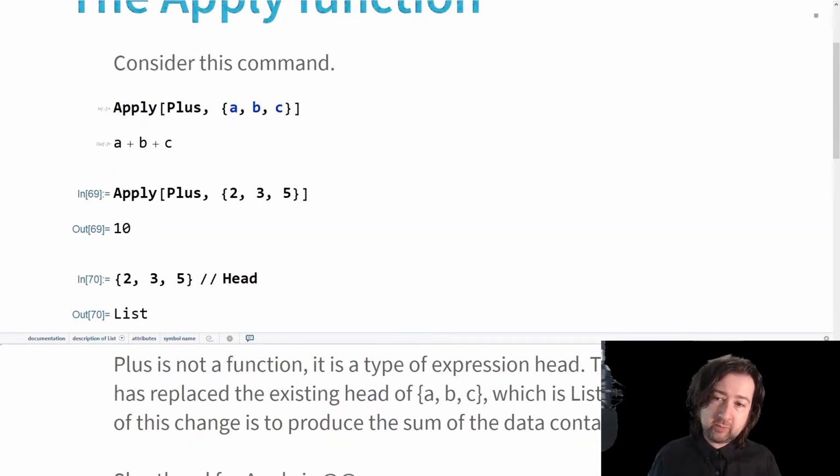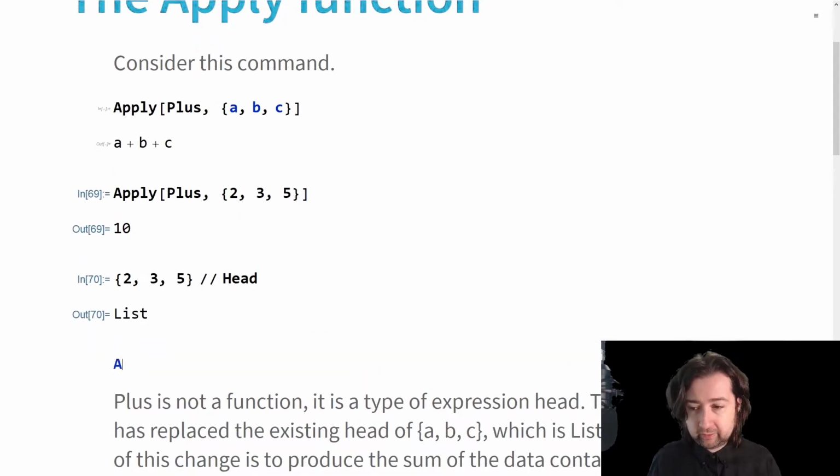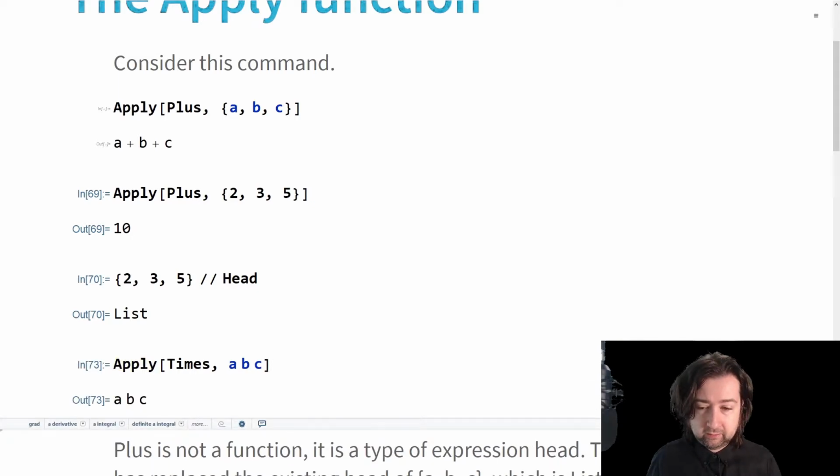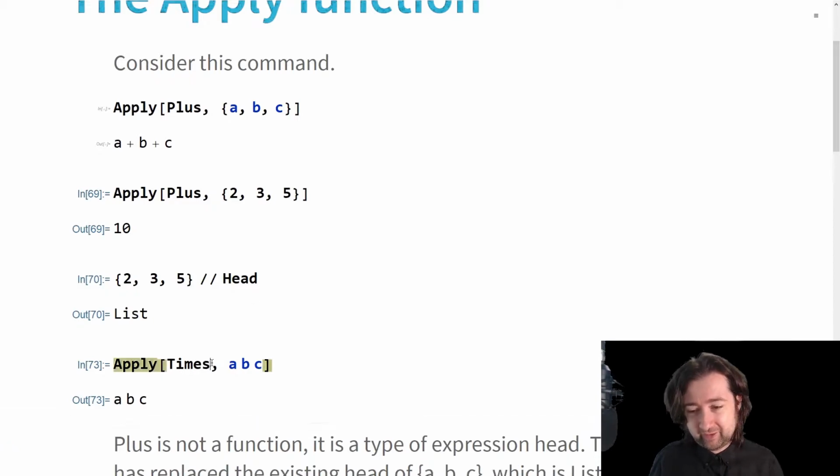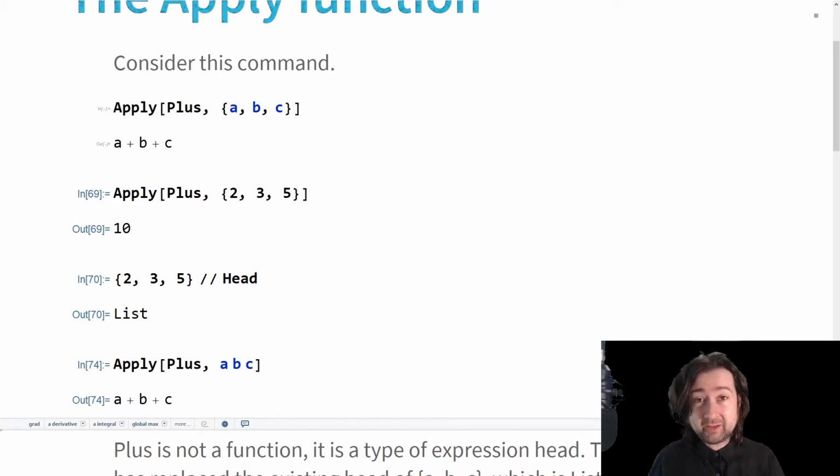We can see this much more directly if we work in symbols. Here's another example of the Apply function. So if we applied times to say A, B, C, well, then I've just applied times to itself. So maybe if I applied plus to ABC. Okay, that's more what I was looking for. So if you start with ABC, which is a times type object, and you apply the plus head to that object, then you've switched out the sum for a multiplication.